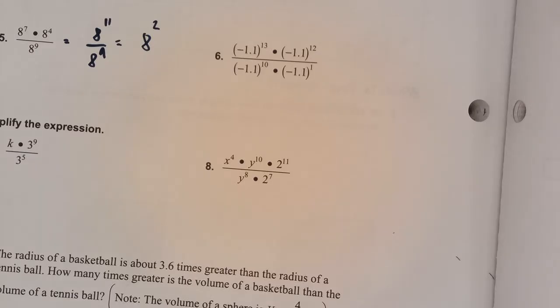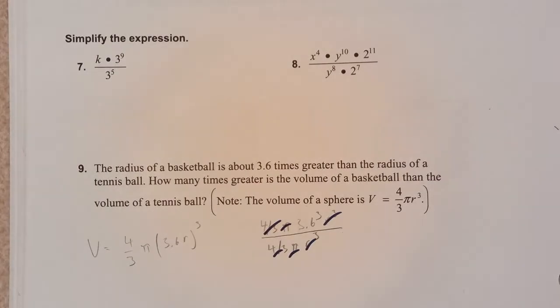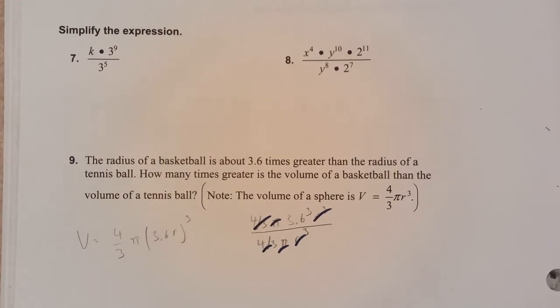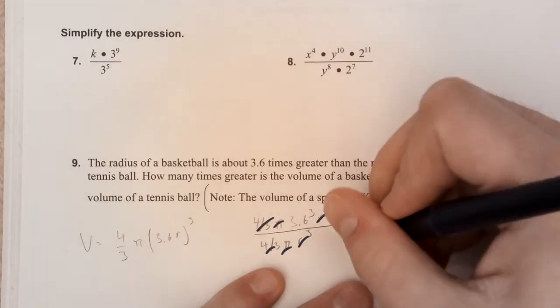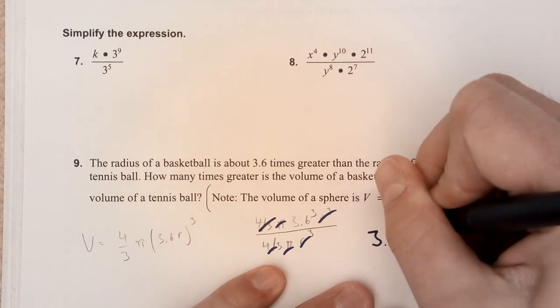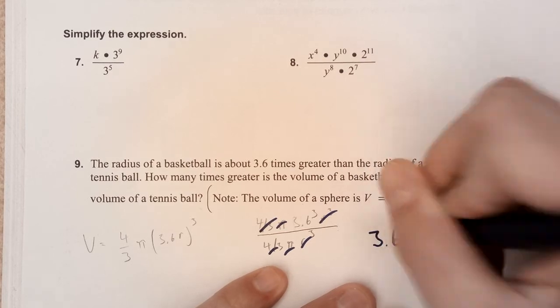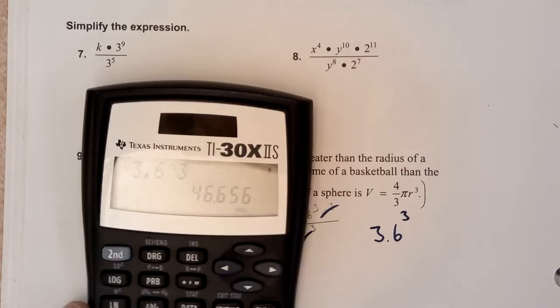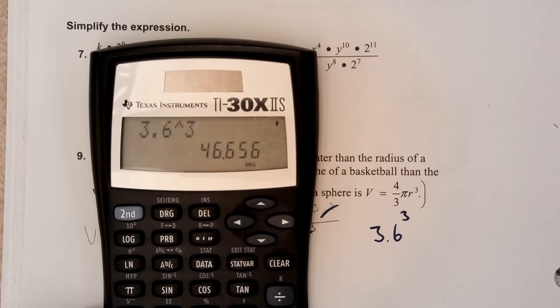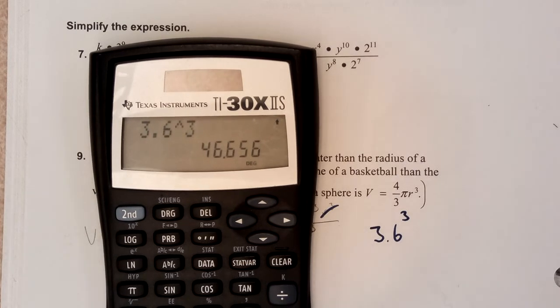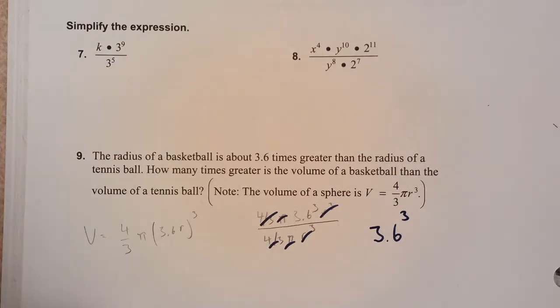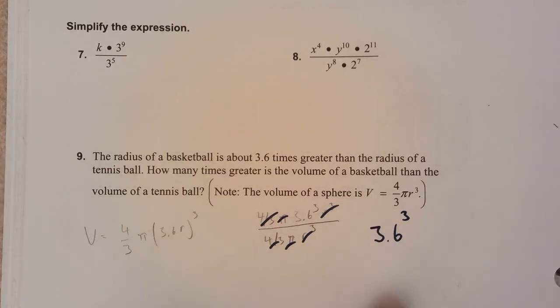And do you have to do problem number 9? Good question. No, you don't. But for those of you that want to accept the challenge, the answer is just 3.6 to the third power, and it turns out that's 46.656, so about 47 times greater. The volume of the basketball is about 47 times greater than the volume of the tennis ball.